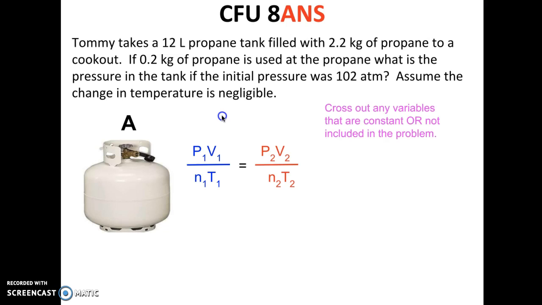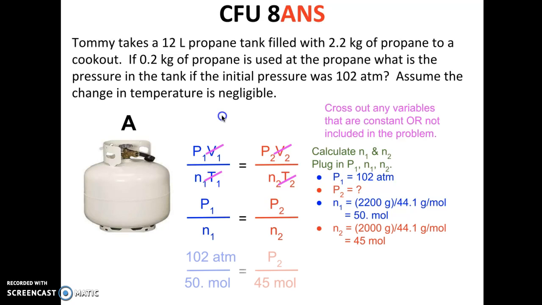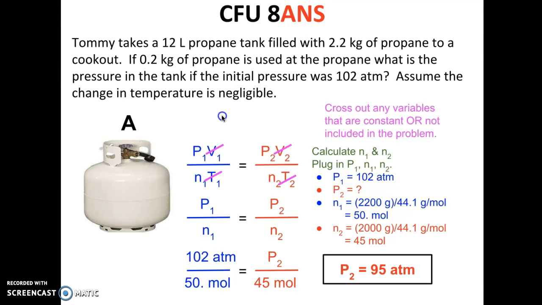You are going to cross out any variables that are not constant. In this case, volume and temperature stay the same. That doesn't change. So we're just looking at pressure and moles. So what we need to do is calculate our moles and plug them in along with the pressure. I calculate moles using mass over molar mass for each substance, and then I plug it into the equation and solve for pressure. Take a moment to look over my work, and if you have any questions, write them down.